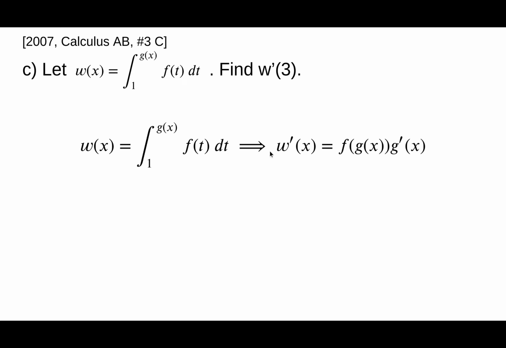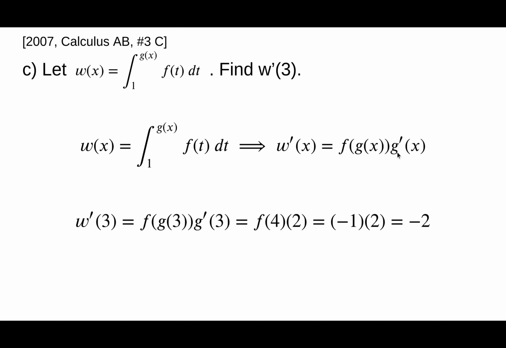So w prime of x would be f of the upper bound here, but the upper bound is a function of g of x. But then we also have to multiply by the derivative of this upper bound. So w prime of x is f of g of x times g prime of x. All of those values we can get from the table. So w prime of 3 is f of g of 3 times g prime of 3, and then just substituting values in from the table.